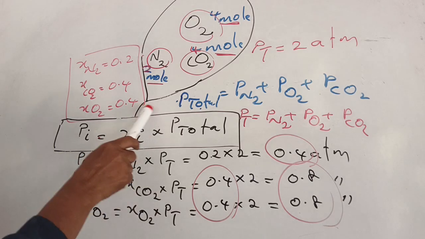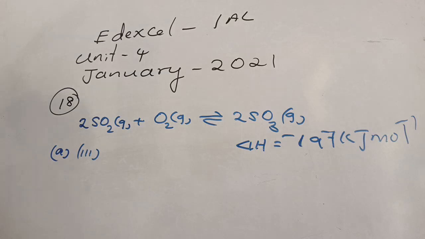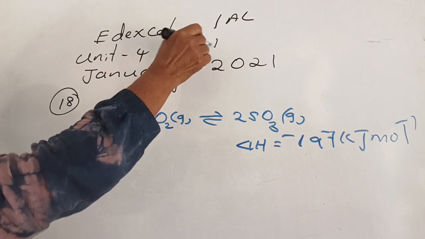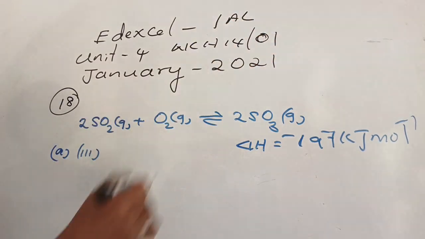I hope it was clear for you all the relationship between the partial pressure, mole fraction and the total pressure, as well as how to write the Kp expression and how to get the final equation in terms of the units as well. We take one example to discuss how this applies to examination style questions. I have taken the example Edexcel IAL Unit 4 paper WCH14, January 2021. This is question number 18.